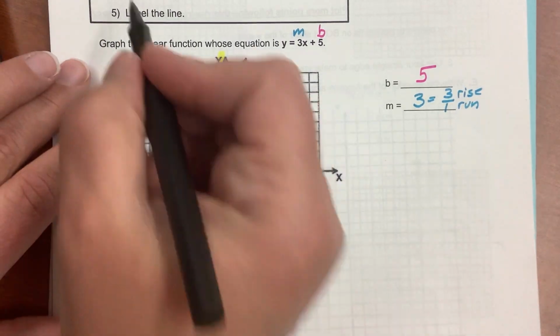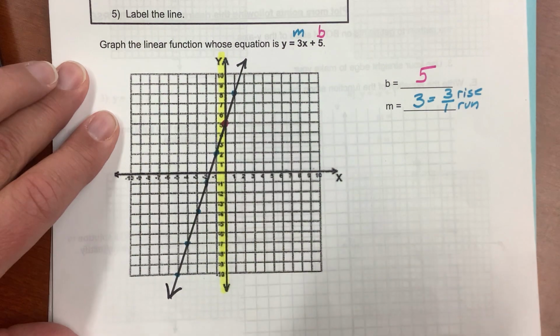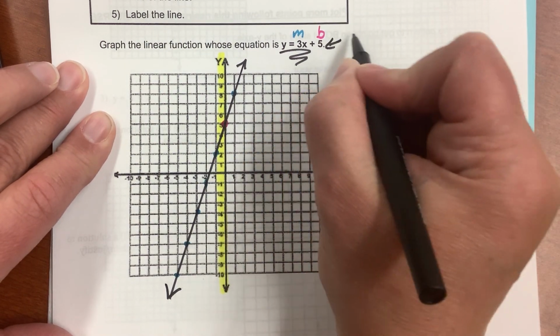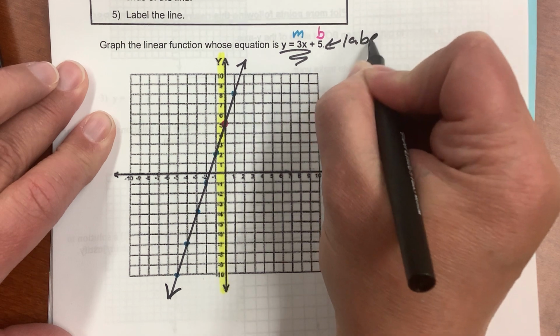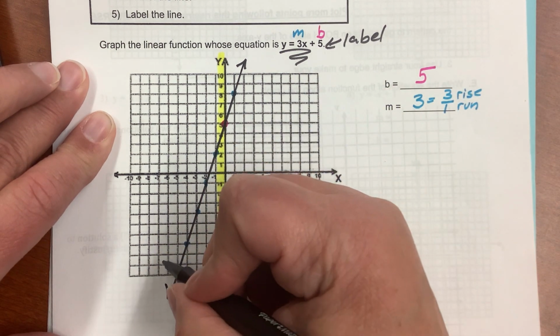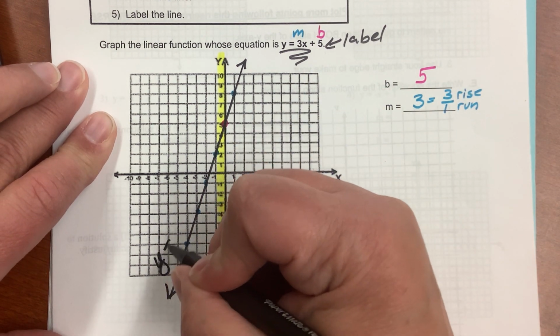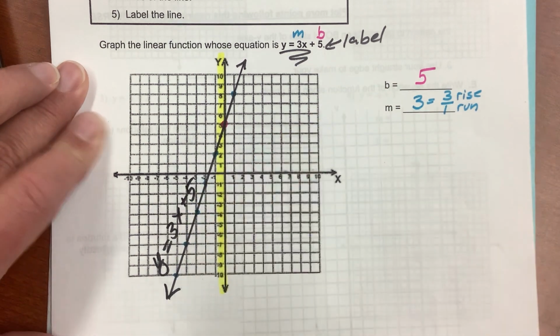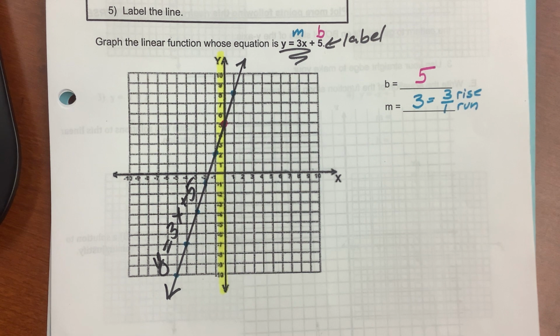But look at this. It says label the line. What am I labeling it with? There's my label. So that's what I write on the line. Y equals 3x plus 5. And that's it. I'm done. That's graphing a linear function.